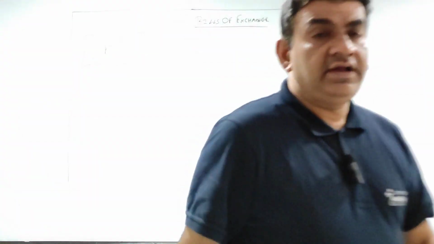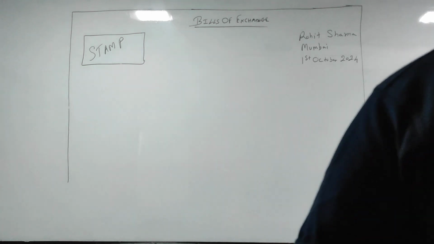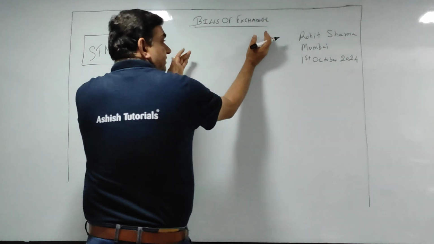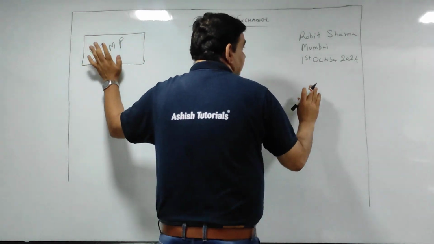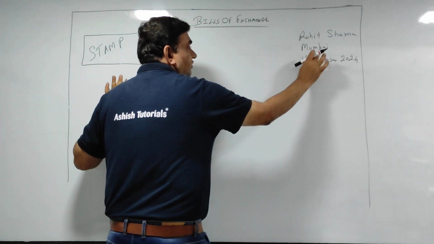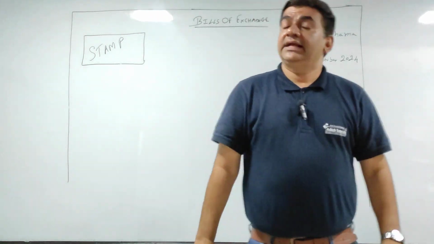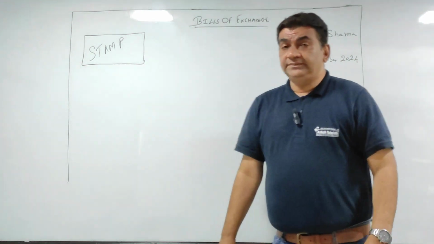So the date of the bill is 1 October 24. I'll repeat. In the center, bills of exchange; in the left corner, the stamp in a box, and the box has to be in pencil; and on the right side, Rohit Sharma, Mumbai, 1 October 24. Clear with this? Now guys, see what the amount is.